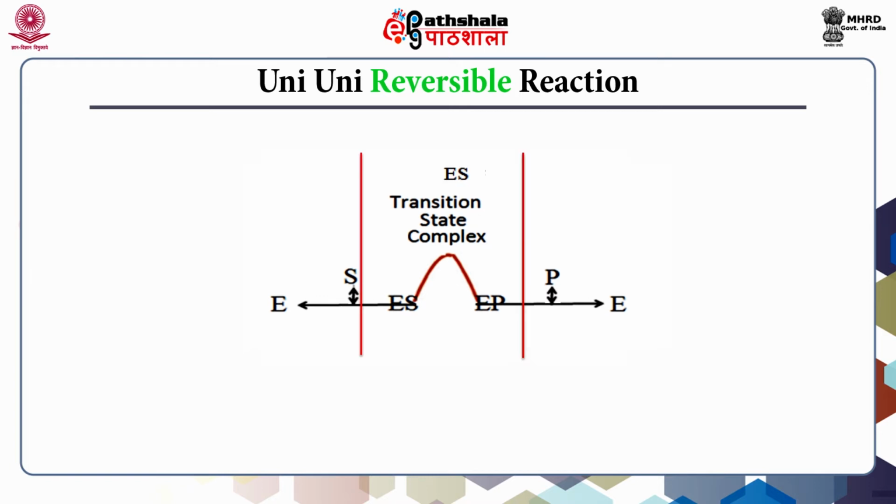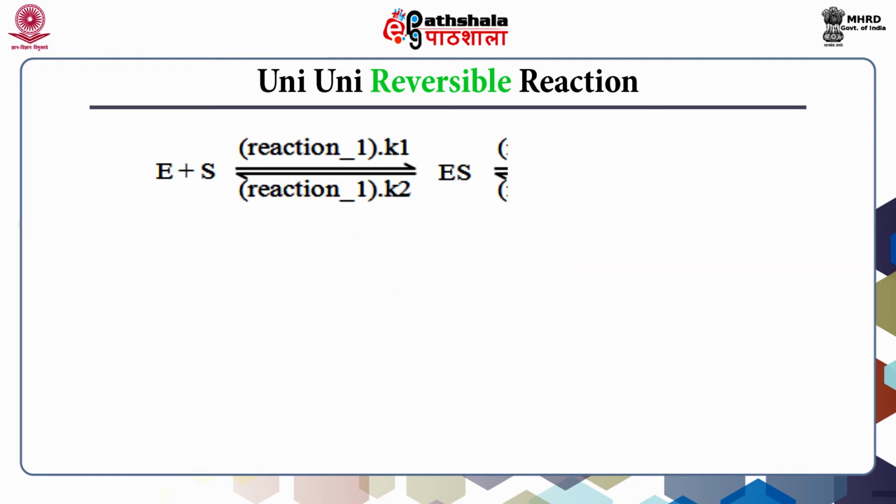For this reversible reaction, let us represent ES complex, transition state complex and EP complex collectively with one symbol, that is ES. This is just for simplicity. In an alternative notation, rate constants are represented by combining reaction number and K1 for the forward and K2 for the reverse reaction.